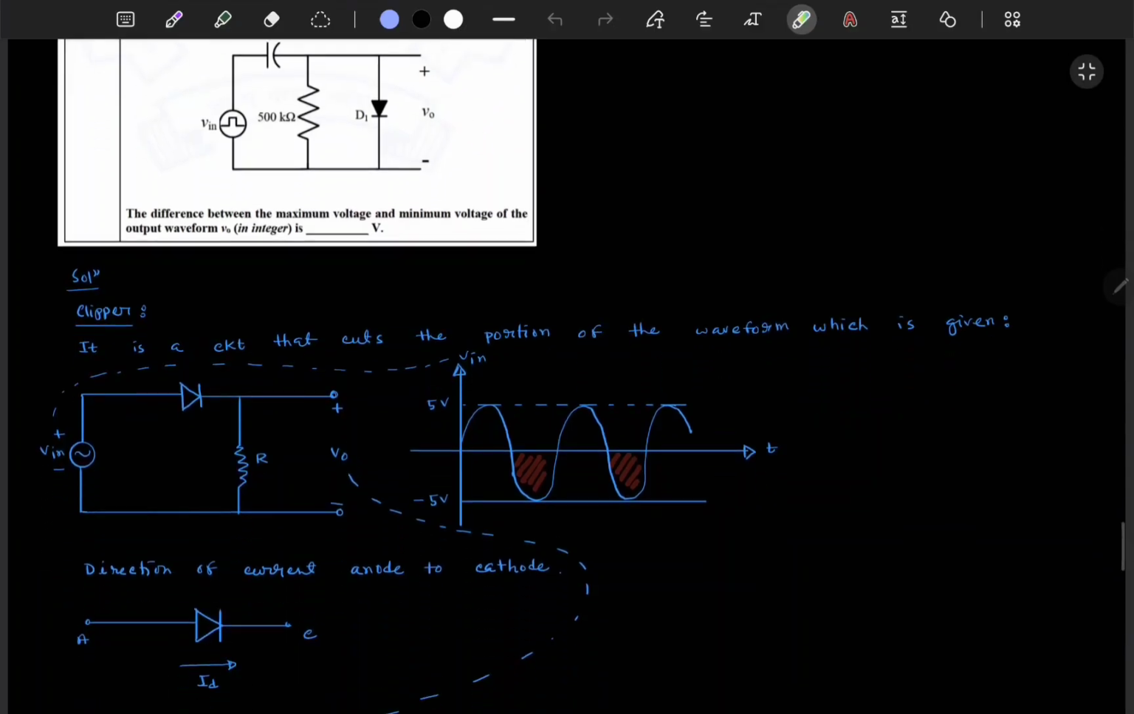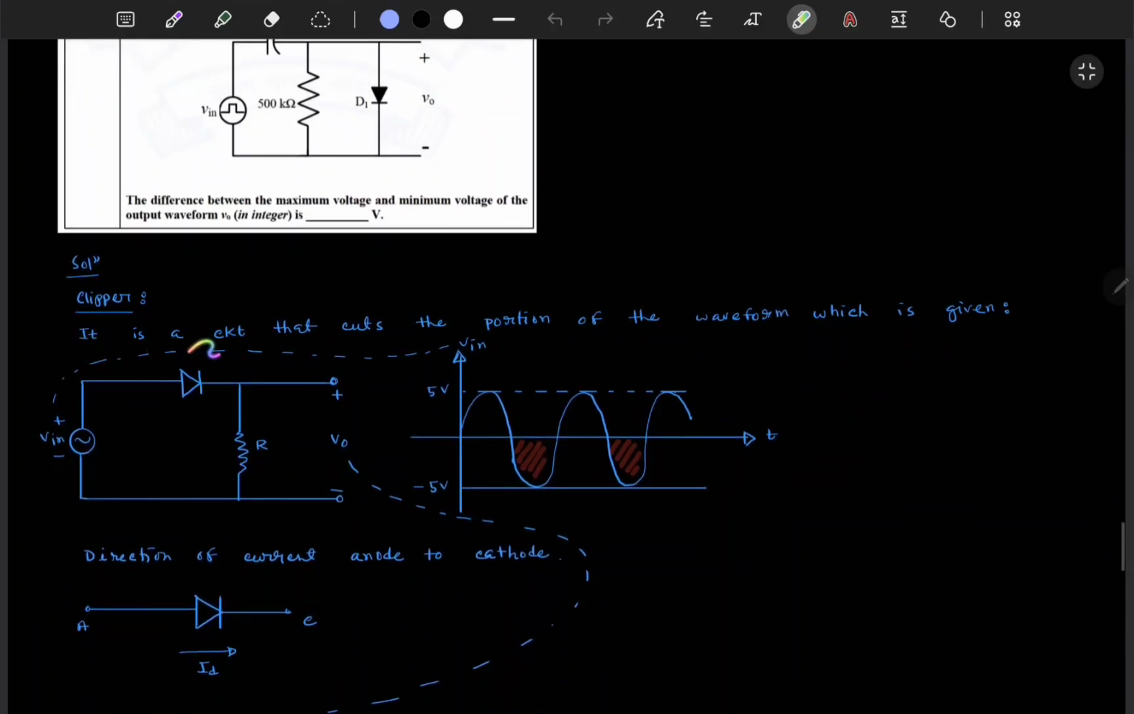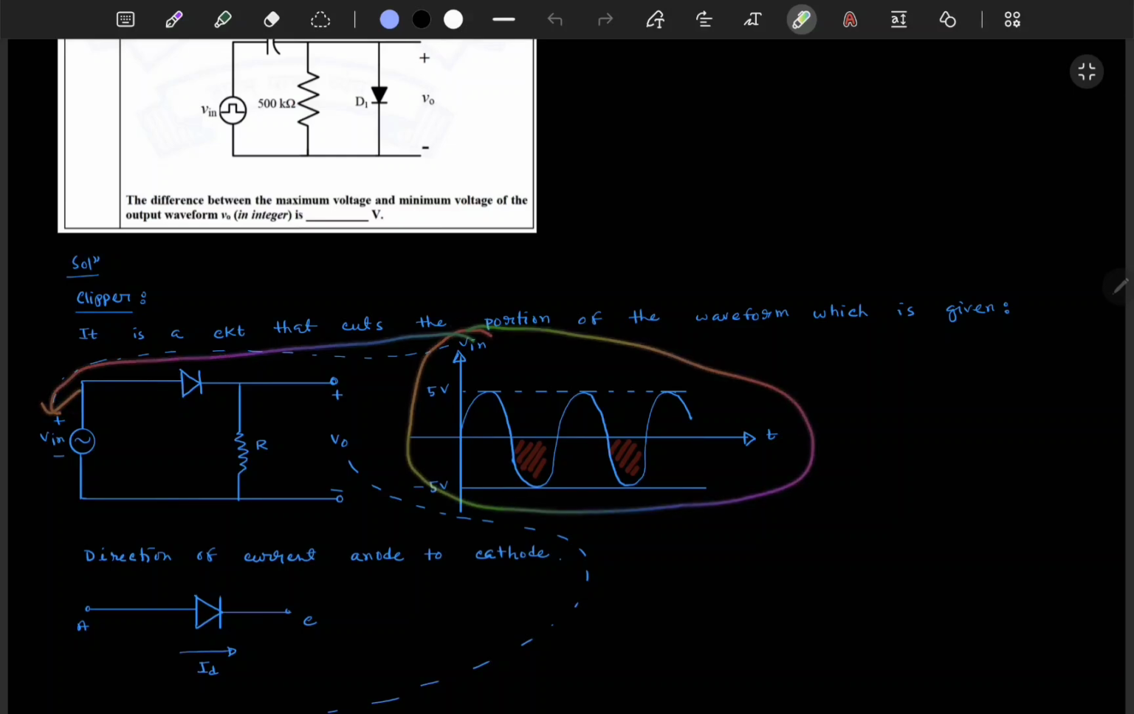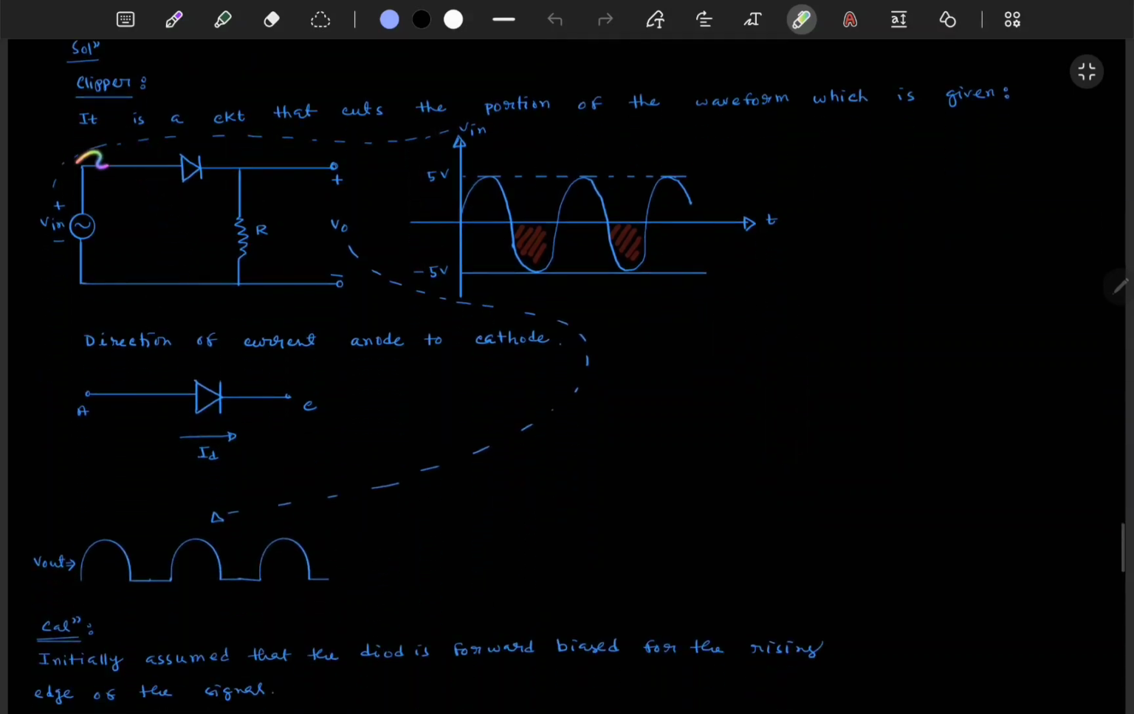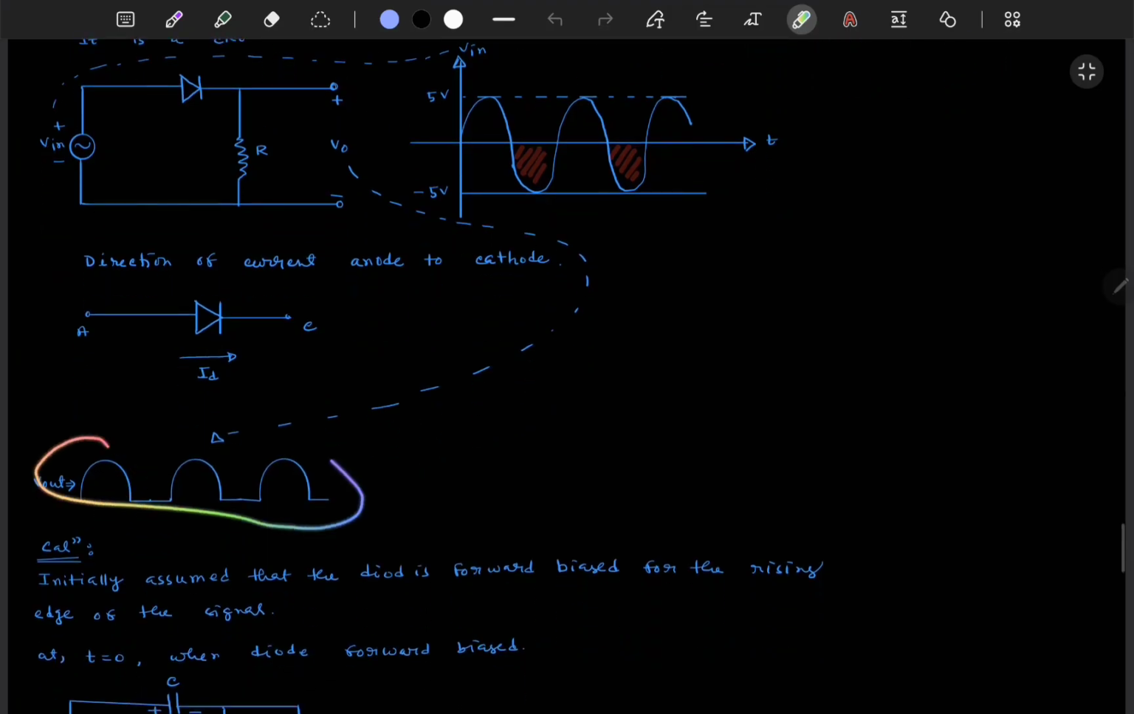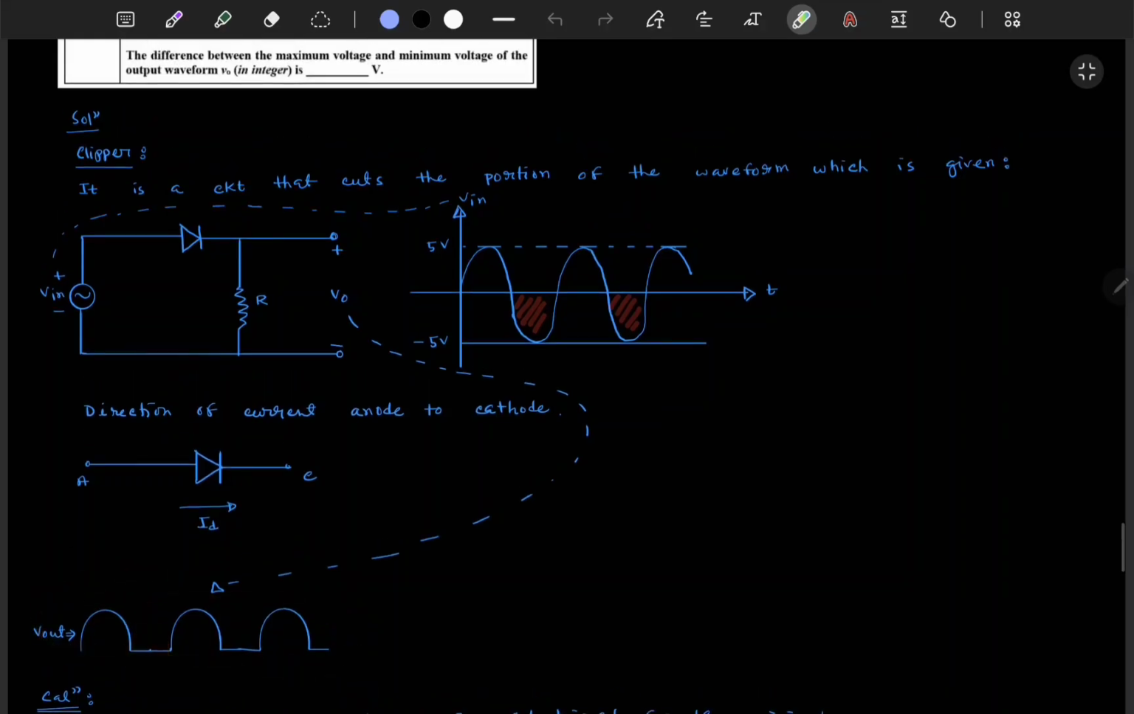Now, clipper circuit, what is a clipper circuit? It is a circuit that cuts a portion of the waveform which is given. Suppose this is the input waveform applied at the input. Now if we apply this clipper circuit, then what will happen in the output? We will get it like this. So some portion of the input is actually removed.